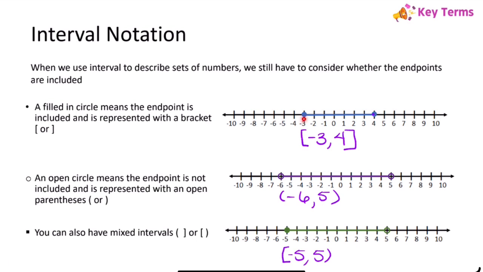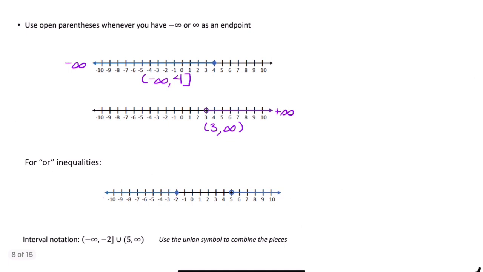Remember that a filled-in circle will be represented with a square bracket, and an open circle will be represented with an open parenthesis, right? So we can have open parentheses and square brackets in our intervals. Also remember that whenever we're talking about infinity, so negative infinity or positive infinity, we're going to use an open parenthesis because infinity is an idea, not a number, right?